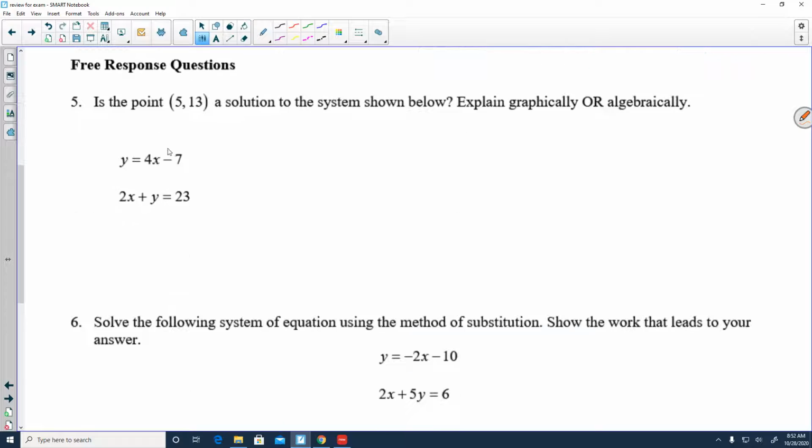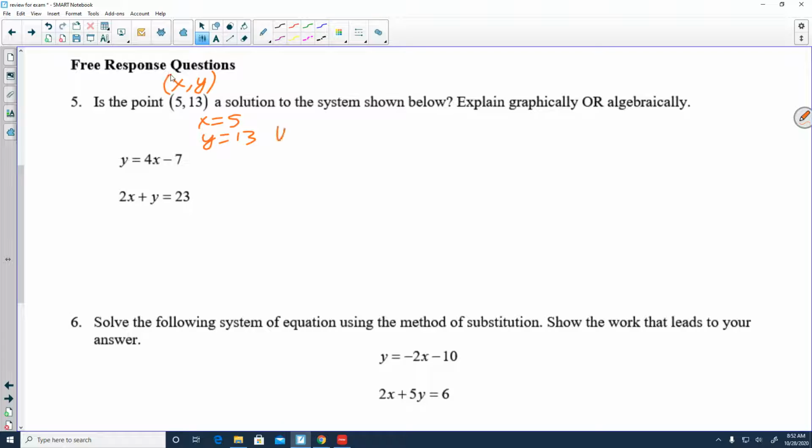So now number 5, is the point 5, 13 a solution to the system shown below? Explain graphically or algebraically. So I'm going to show you both, graphically and algebraically. And you don't need to show both. It says or, but I'm going to show you both, and then you can decide which one you like better. So we know that when we plot a point, it's always in the form x comma y. So we need to test in this equation if x equals 5 and y equals 13 will give us two true equations when we plug them in.